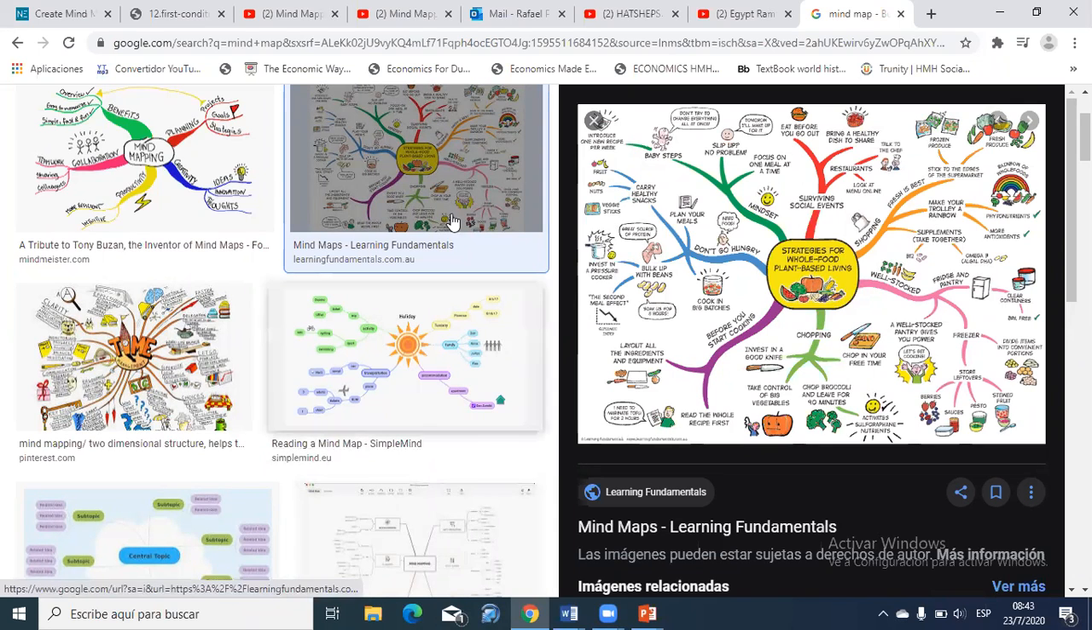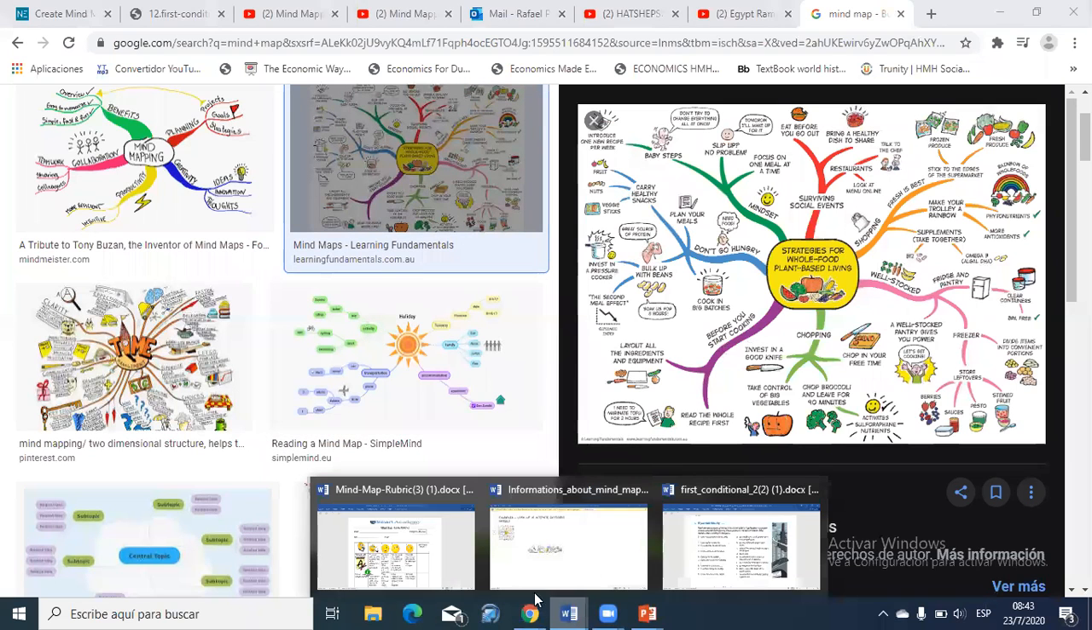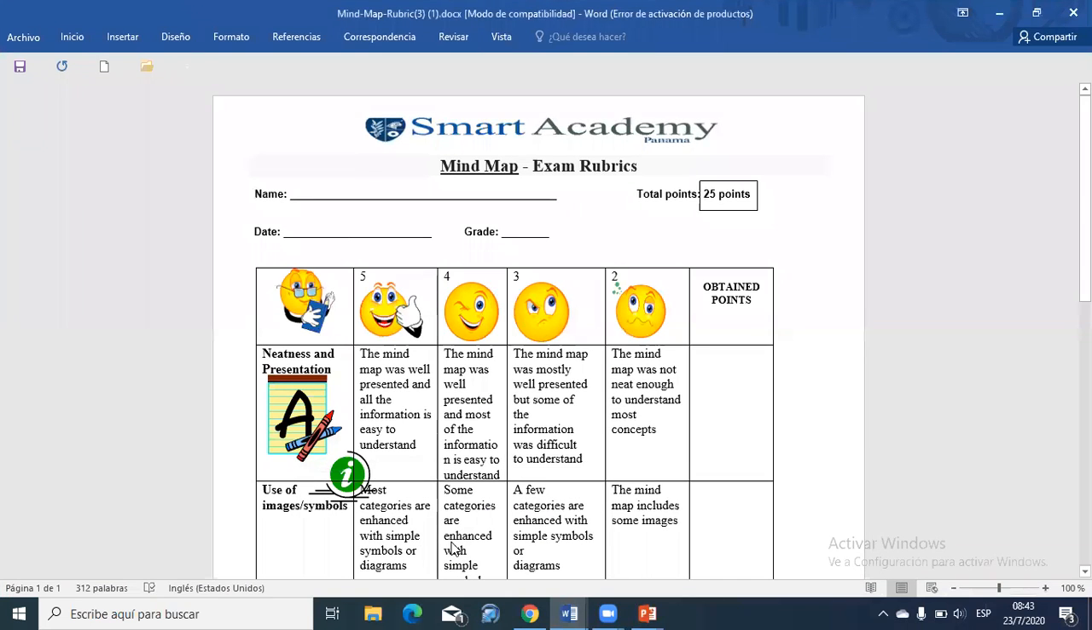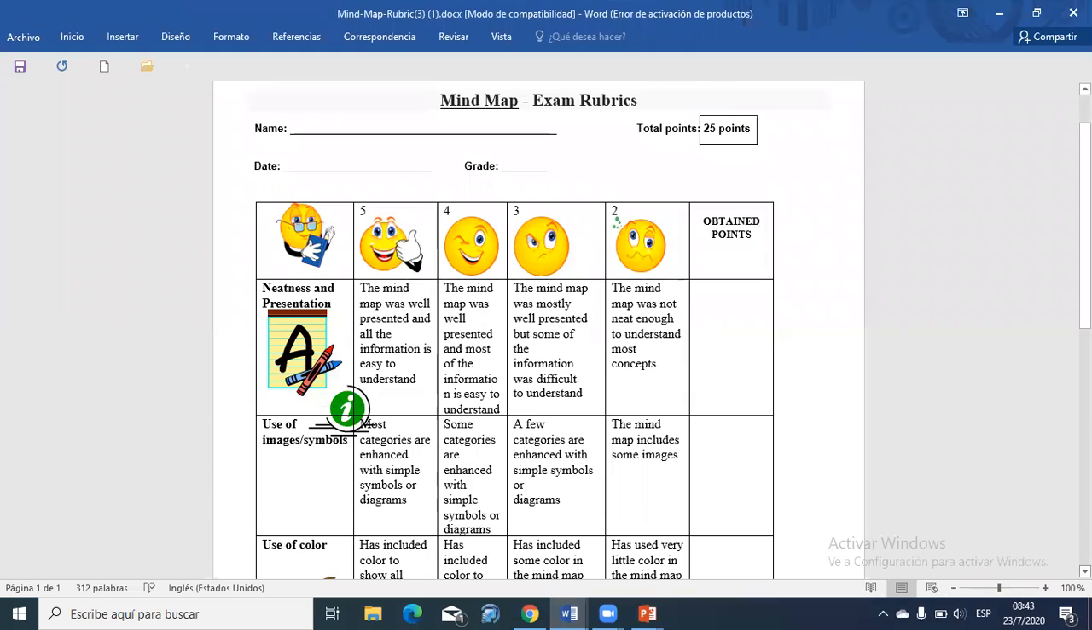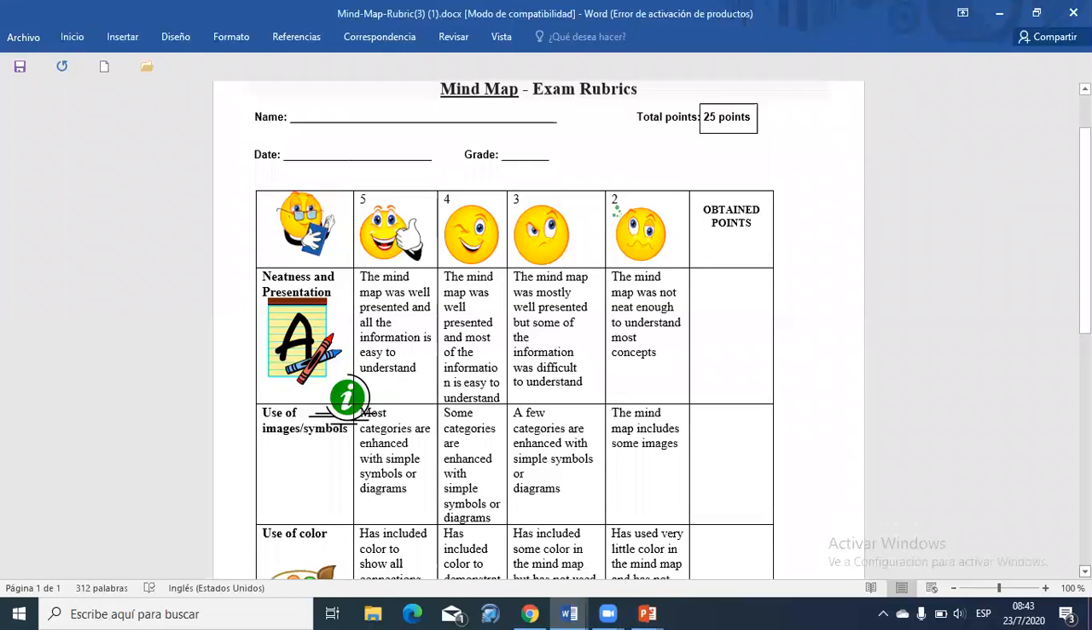So let me go back. As I said, I'm going to use this rubric in order to evaluate your presentation. In the afternoon, I'm going to load it up in the same area. I'm going to put the rubric there for you to know or be aware of what you have to be careful about.